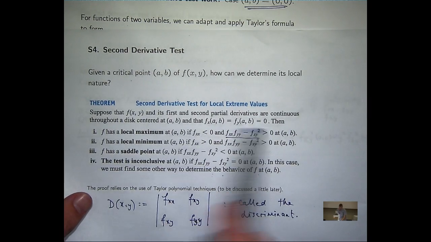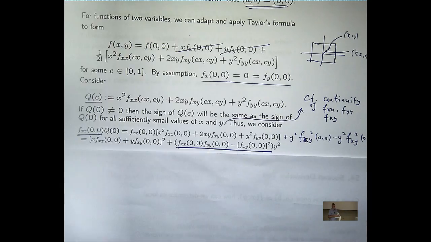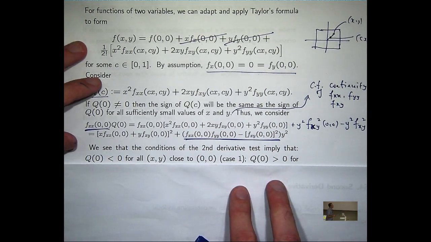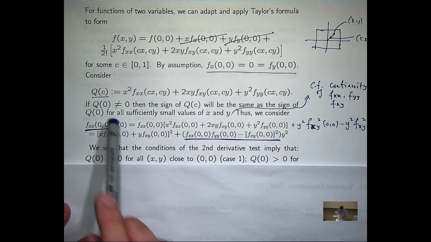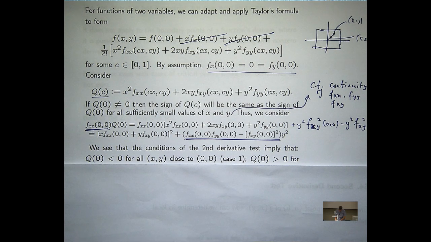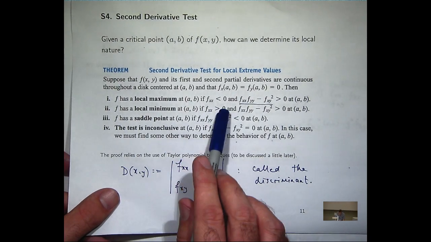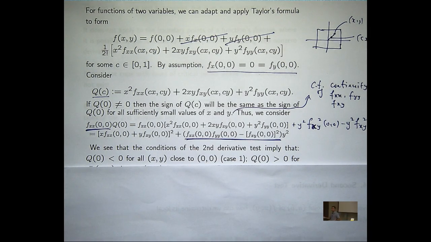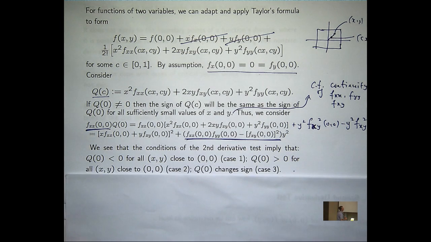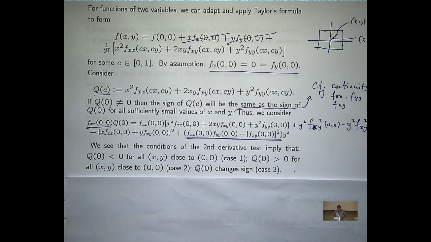Under these conditions, it's claimed that f has a local min at 0, 0 in this case. Well, if this is positive and this is negative, when I rearrange everything, Q of 0 is going to be negative, because I'm dividing a positive thing by a negative thing. I get a negative, right? If f sub xx is positive, and this is positive, I can just rearrange here and take this to the other side. I'll be dividing a positive by a positive. That means Q of 0 is positive. So then I'll get a local minimum.